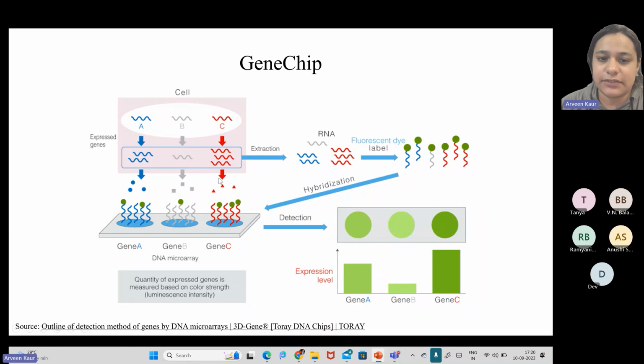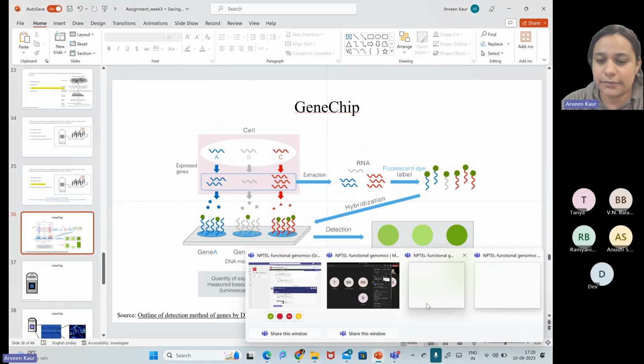Yeah, so in this case, we will basically extract a sample, then we will extract the mRNA out of that sample and we will fluorescently label it, just like we used to do in the case of a microarray. Then we will leave that sample in this gene chip and we will let it hybridize. And after it hybridizes, we will let a system that is attached to this particular machine detect the expression level of various genes, right?